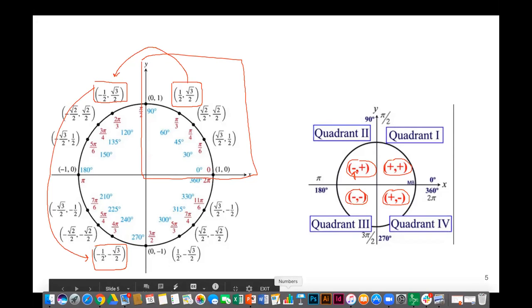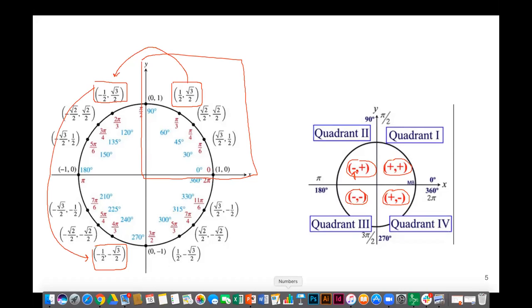Let's see. Does anyone have any questions about this recap about how to reflect the points after I just did this little example?